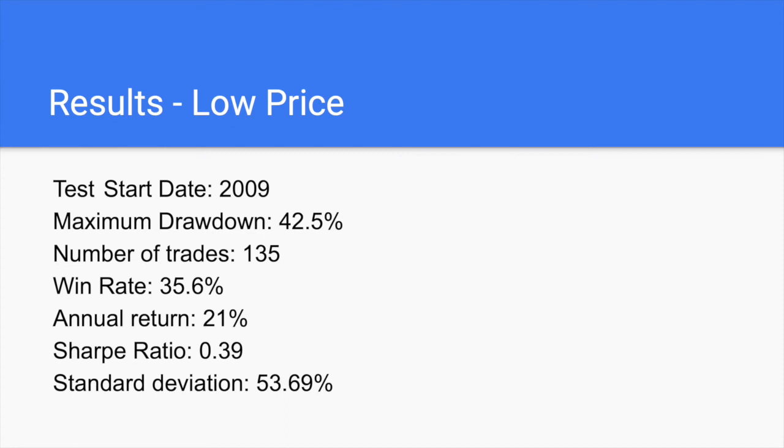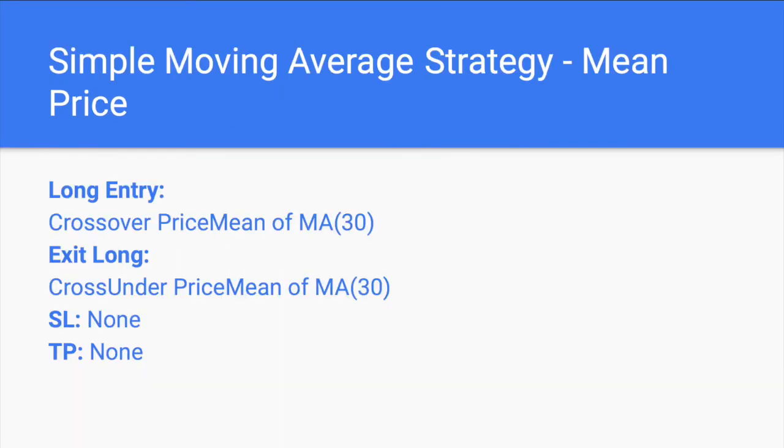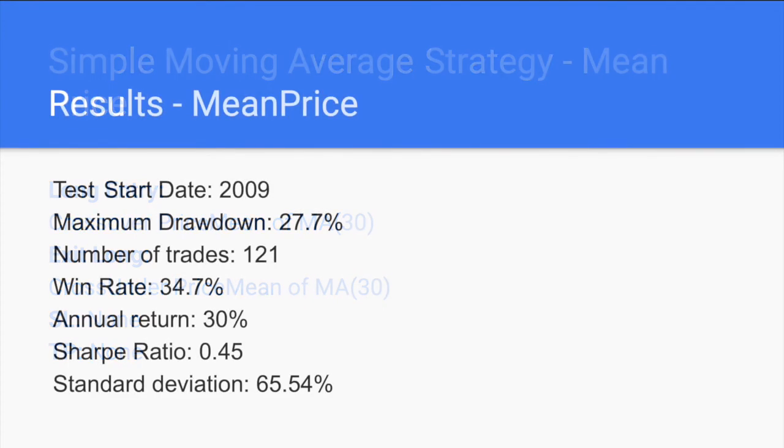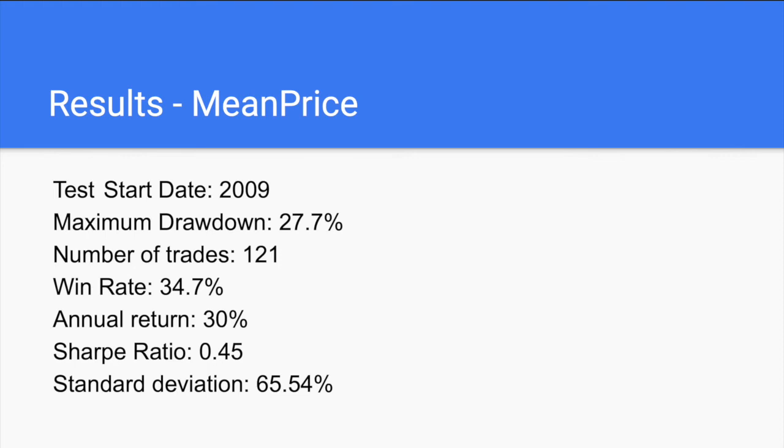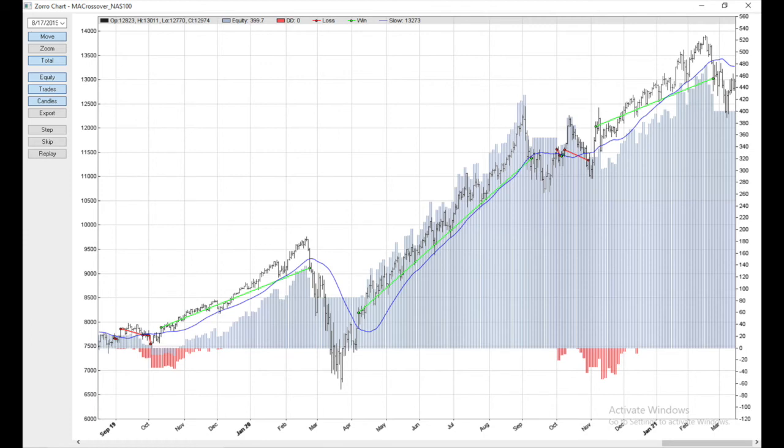Now let's look at the mean of the high, low, open and close and see what that means in terms of results. So now we've got a maximum drawdown of 27.7% with 121 trades at a win rate of 34.7%. The annual return is the greatest so far, the highest so far at 30%, and we've got a Sharpe ratio of 0.45. The risk is also the highest one at 65.45.